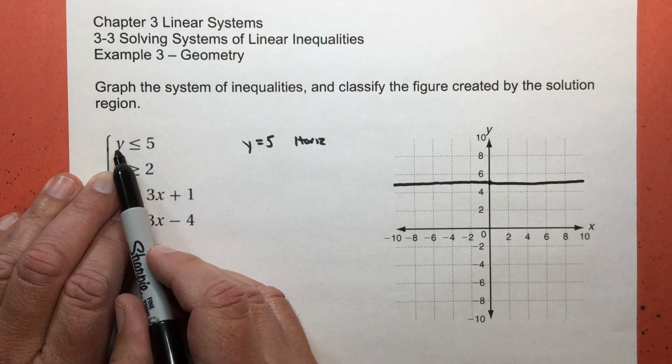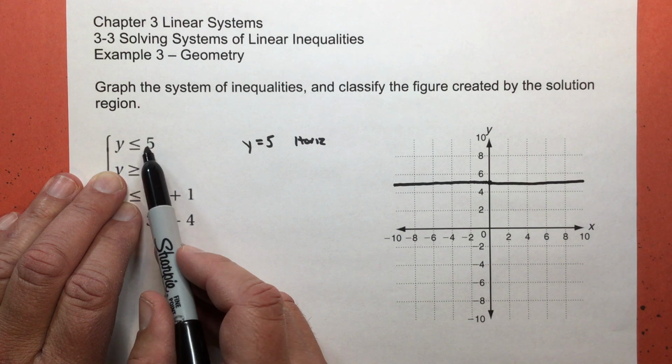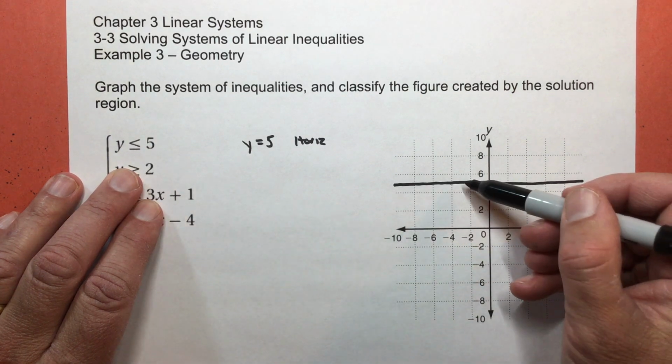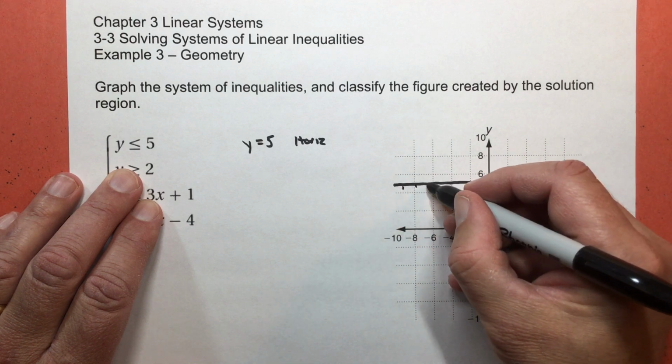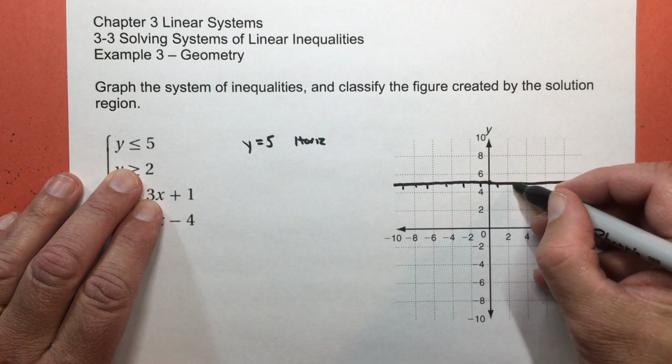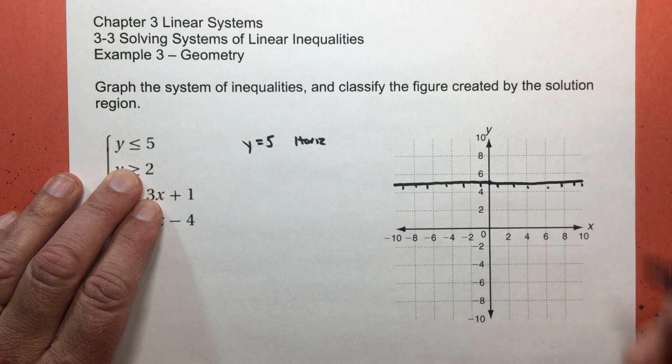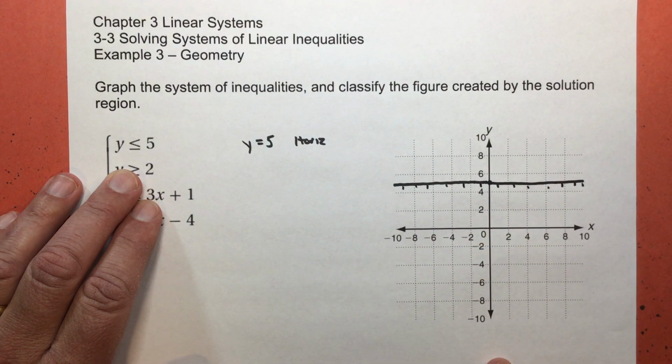I want the y values that are less than 5. So shading above would be greater than 5, shading below is less than 5. So I'm going to make my little marks here like this, because I know I've got 3 others to graph, and I'm not going to fill in my graph yet with a bunch of lines.